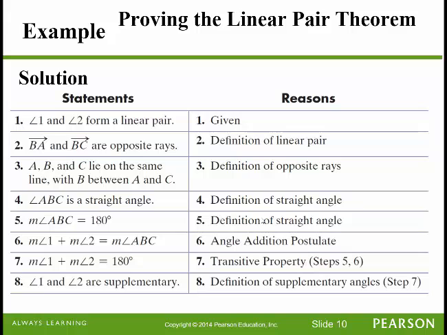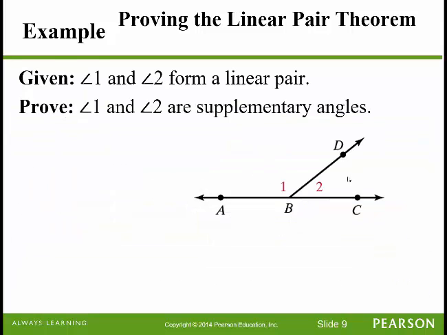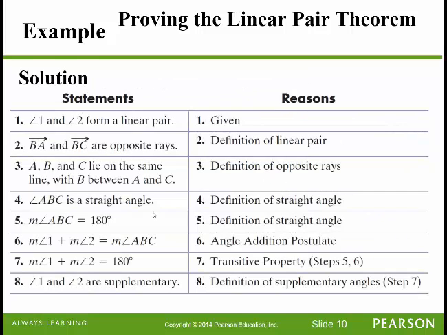So angle 1 plus angle 2 must equal the measure of angle ABC. That's by the angle addition postulate, that this angle plus this angle equals that angle. The measure of angle 1 plus the measure of angle 2, I replace the measure of angle ABC with 180 degrees, and thus angle 1 and angle 2 are supplementary by the definition of supplementary angles. So this one had a lot going on here. I don't think the algebra is the hard part. It's just understanding what definitions you're using that is the hard part.